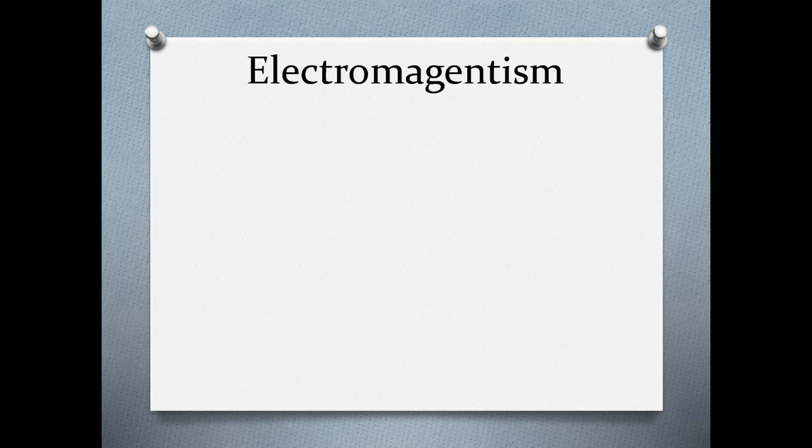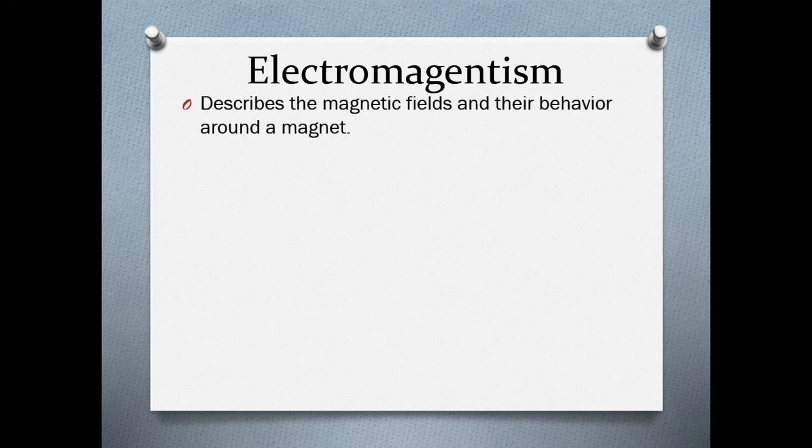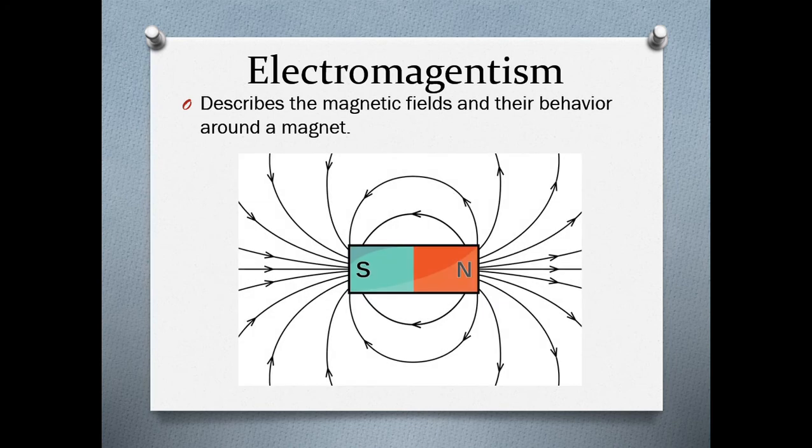Right, and now we're going to continue with electromagnetism. It describes the magnetic fields and their behavior around a magnet. Whenever we talk about a magnet, we have to remember that there is a magnetic field that is always going to surround it. One part of the magnet will have a positive side, and another part will have a negative side. It is represented right here. So we have north and south as well.